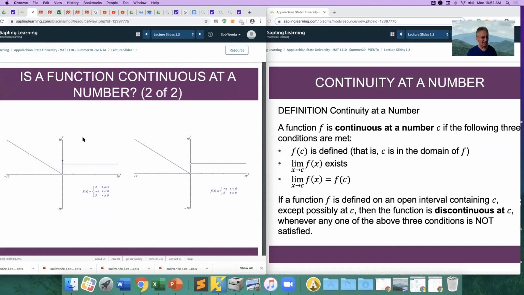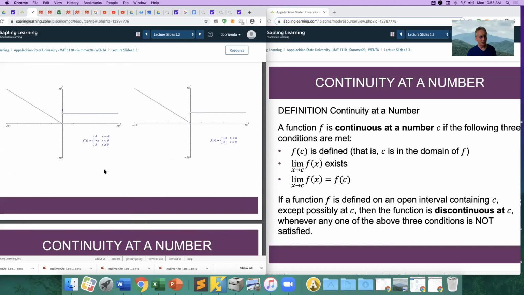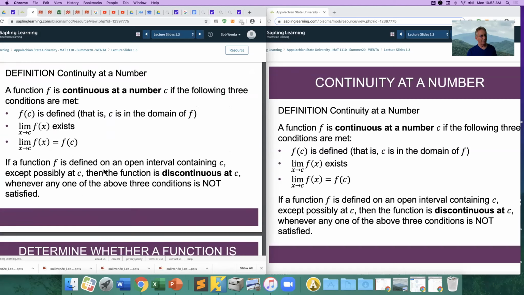I think you can see that these two are not continuous at the number, okay? This is not even defined at x equals 0. So it's not, but this one is defined, but you have to lift your pencil in order to complete the graph, okay? So continuity at a number, the 3 rules.